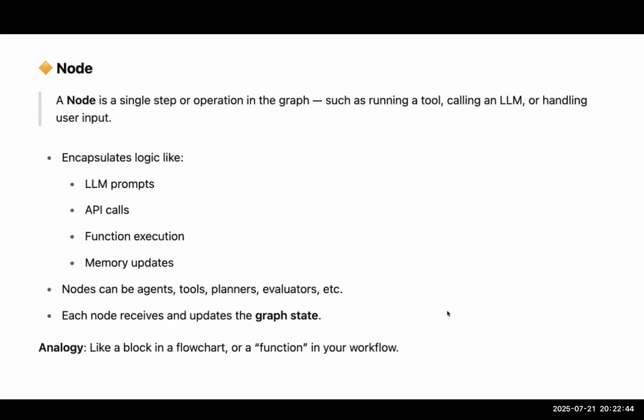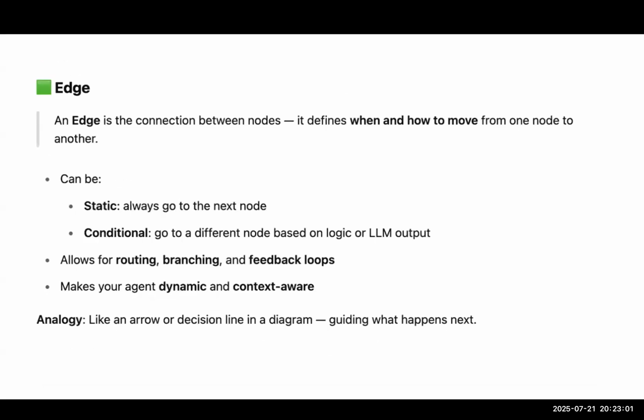A node is very important. A node encapsulates LLM prompts, API calls, and function execution. I'll show you an example of that. And then, a graph consists of multiple nodes. An edge is connecting the nodes, right?